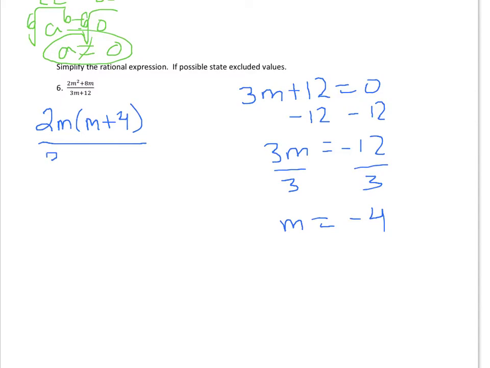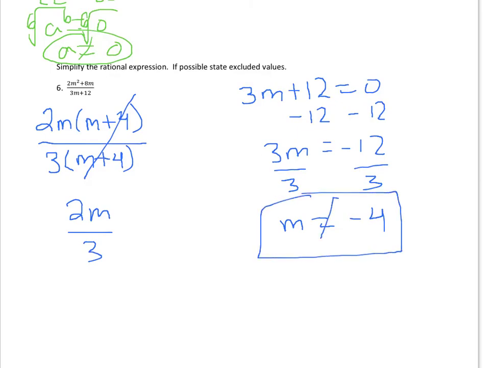From the bottom, you can factor out a 3. You're left with m plus 4. See how you have the m plus 4 on the top and bottom? You get 2m divided by 3. Now notice, we are still saying m cannot equal negative 4, because even though it got canceled out, it is still a piece of that.